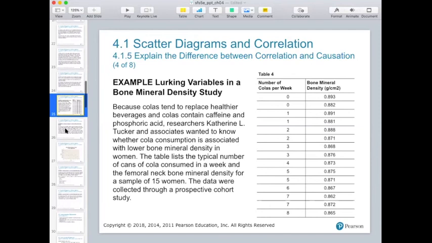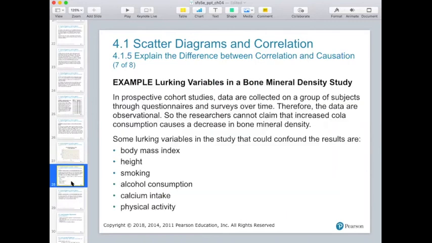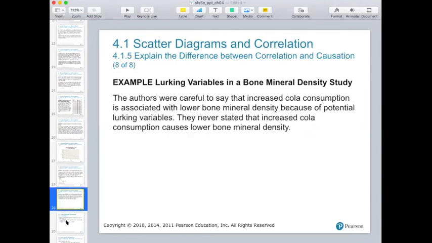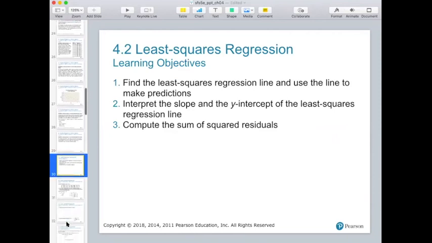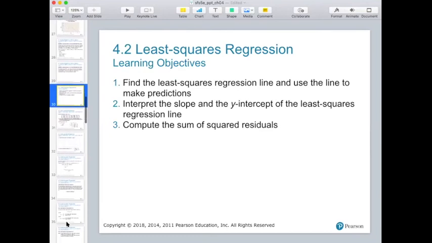Let's skip that example. I think you can go back and look at that one. It's talking about how much soda you drink and the connection with your bone density. So you can go back and look through that one and look at some of those lurking variables that might explain that. I wanted to get to this part before we finished up for today.